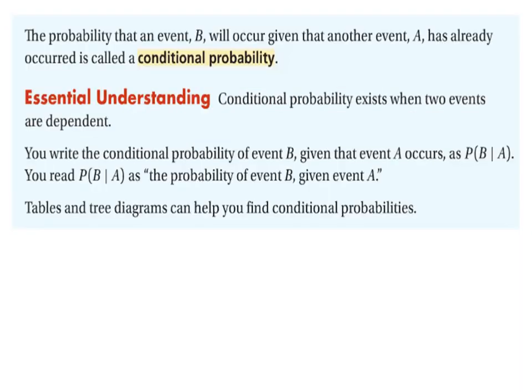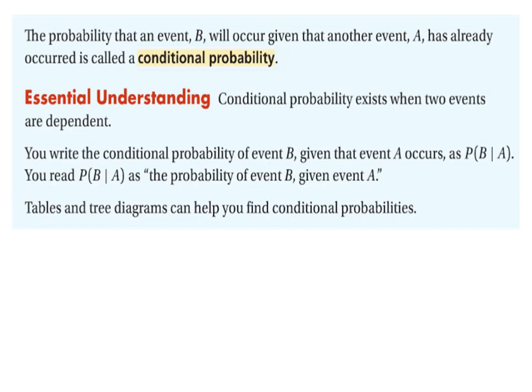So talking about conditional probability, we're looking at the probability that an event B will occur given that some other event A has already occurred. That's what we call a conditional probability. So there's that condition that we already know event A has happened. So what is the probability of event B given that event A has already happened?